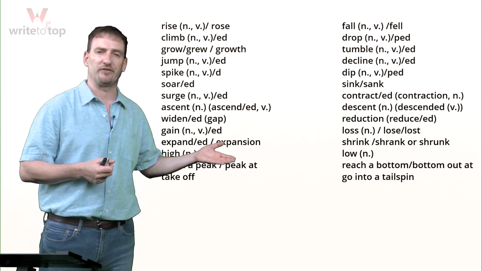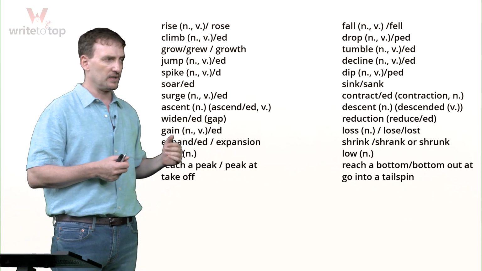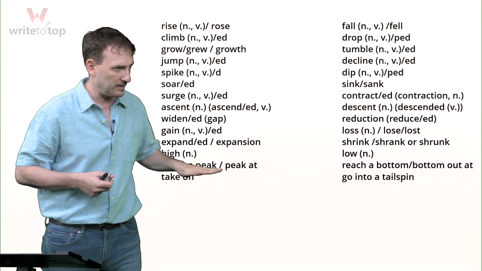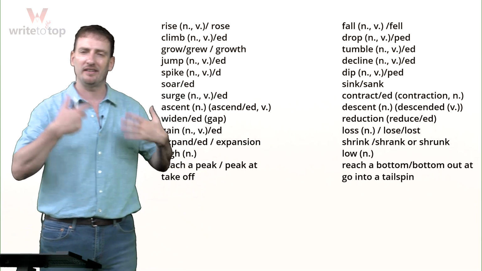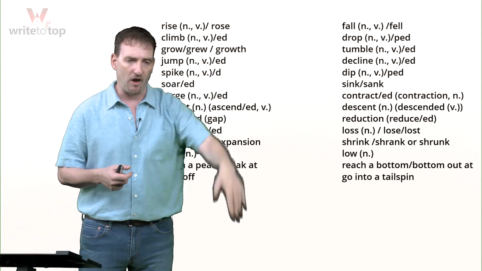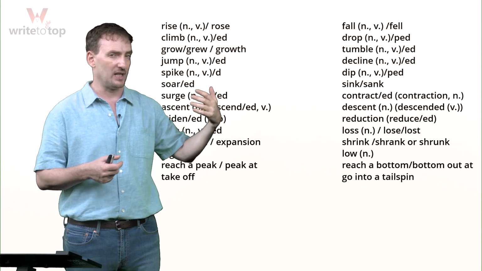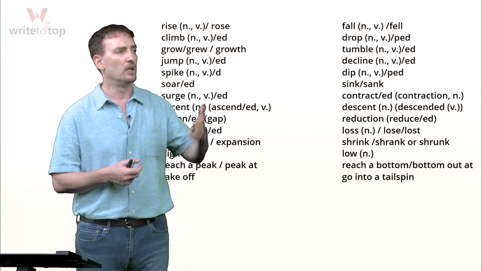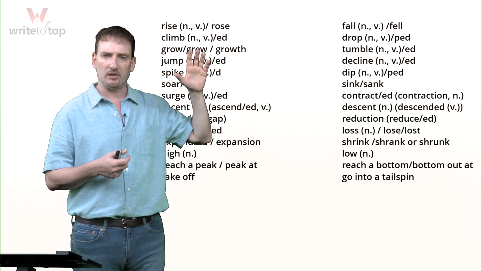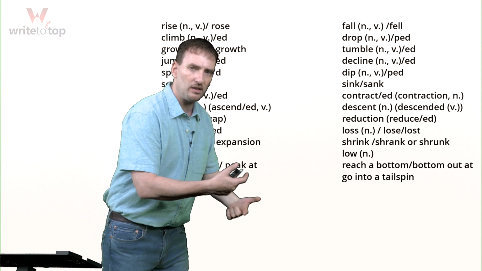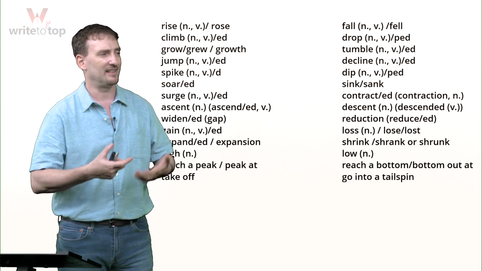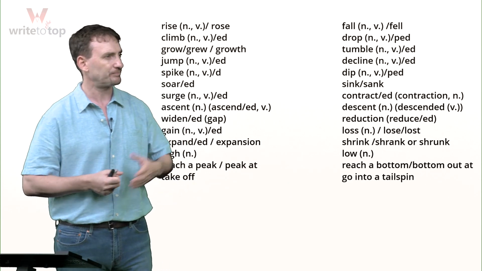Peak can also be a verb, so you can peak at the top. Take off, like an airplane. You're going like this way and then goes up very quickly, very high. All of these, up. Down. Fall. When you fall, it's the opposite of jump. You fall very quickly and pretty low. Drop is just drop, go down. Decline. Tumble, like when you're walking and you trip over your foot and you go rolling down, that's a tumble. Okay, so we can use that for numbers as well.